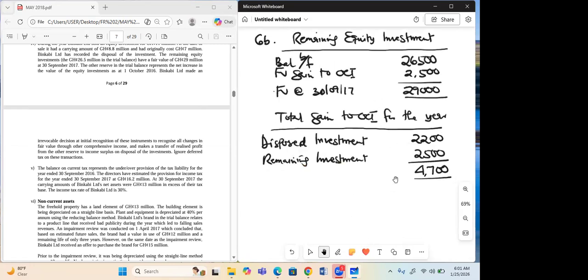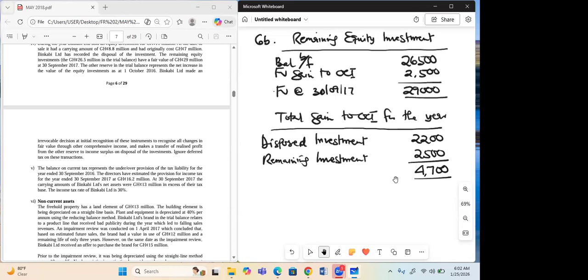The total gain for the year, for this particular year, we got 2,200 from the disposed one. You agree? Yes, I agree. And then we also got 2,500 from the remaining one. Are you getting it? Yes, sir. So the total gain for the year is 4,700.